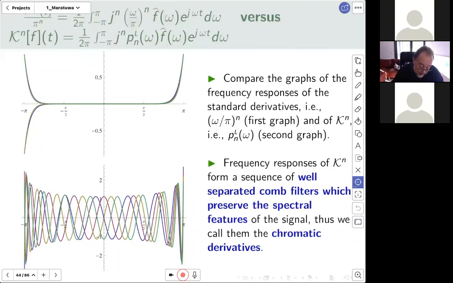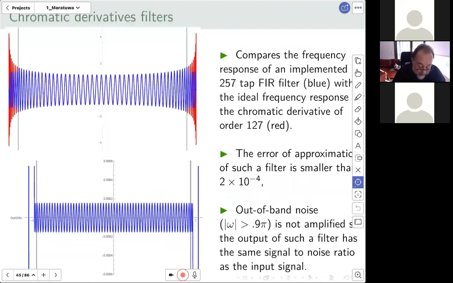So I call them chromatic derivatives because chroma is color, right? So they preserve, quote unquote, the color of the signal, namely the spectral content of the signal. And lo and behold, if you try to implement it here, I took an extreme case just to show you what you can do. This is the frequency response of a filter that approximates the chromatic derivative of order 127.